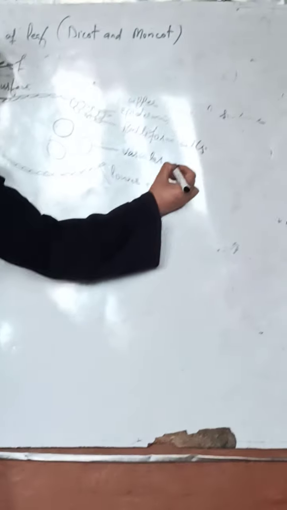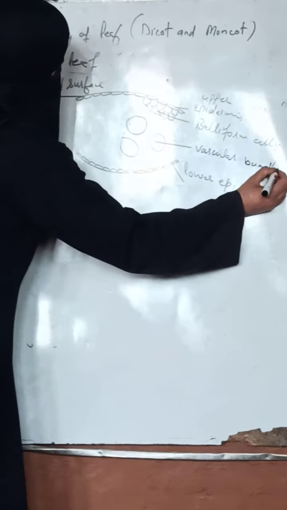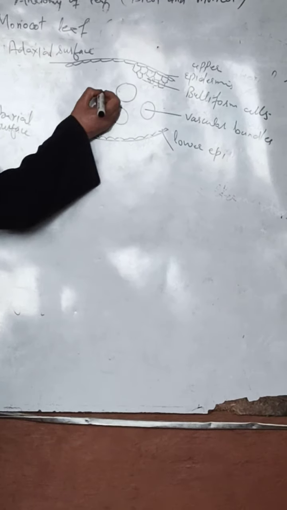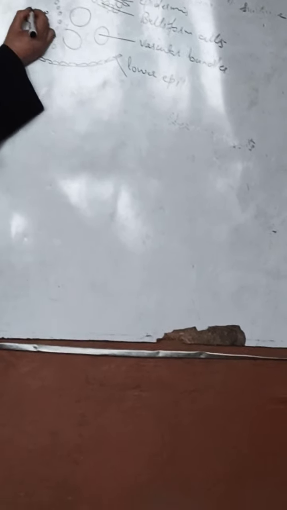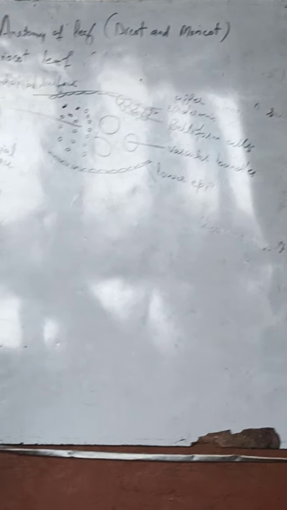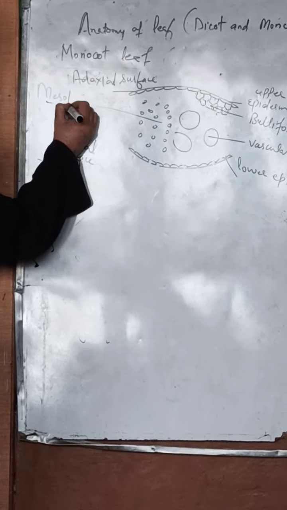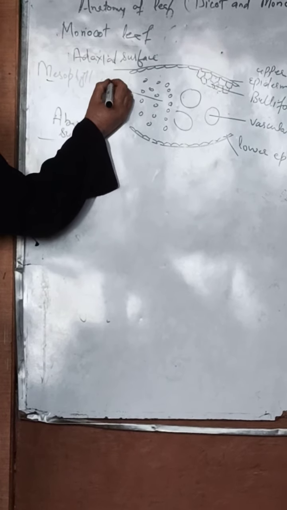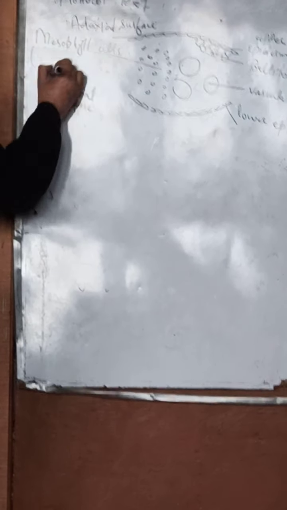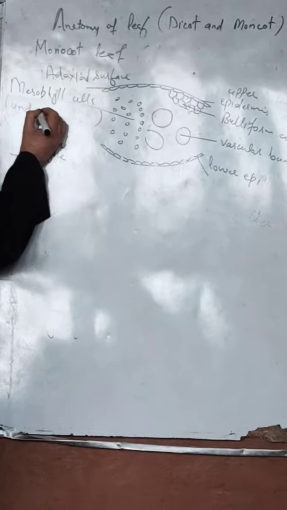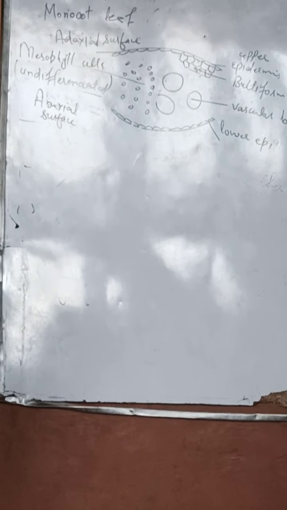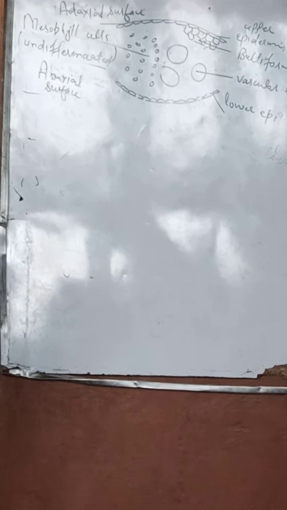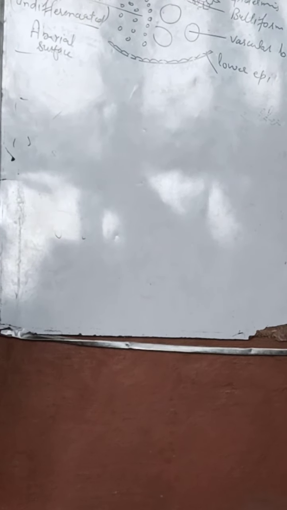So these are vascular bundles which vary in shape. Then there are some cells which are mesophyll cells, but these mesophyll cells are undifferentiated. Now, it was all about your monocot leaf. Thank you very much.